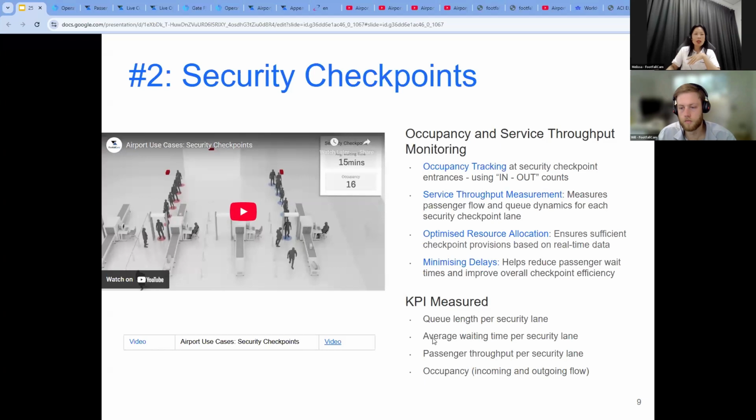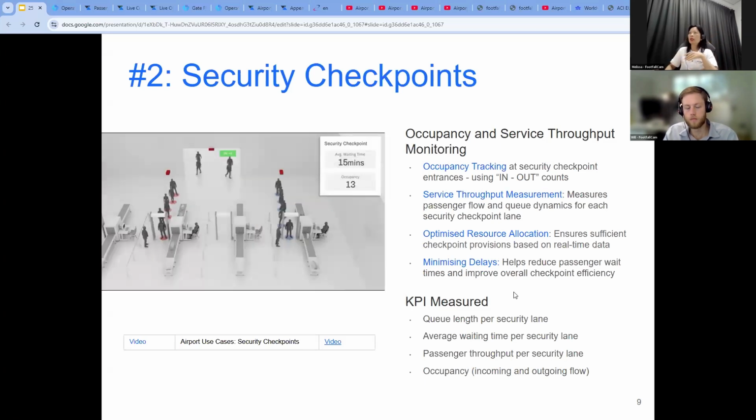So these are the KPIs measured. We measure the queue length per security lane, average wait time per lane, the passenger throughput per lane, and also the occupancy trend, from both the incoming and outgoing flow, so the full queue in that area. These indicators help ensure that service level targets are met, while also providing data for post-event review, planning, and audit purposes. Now, these are from the departure side.